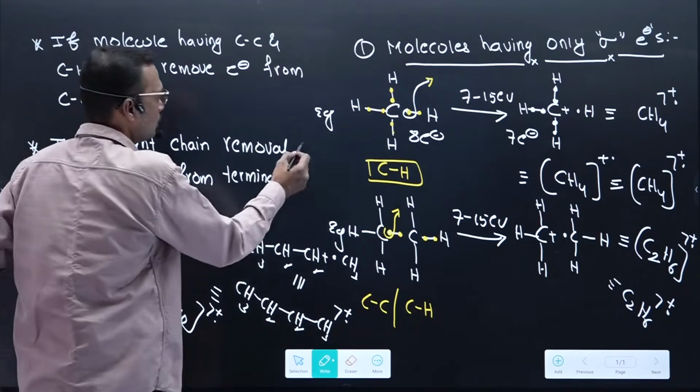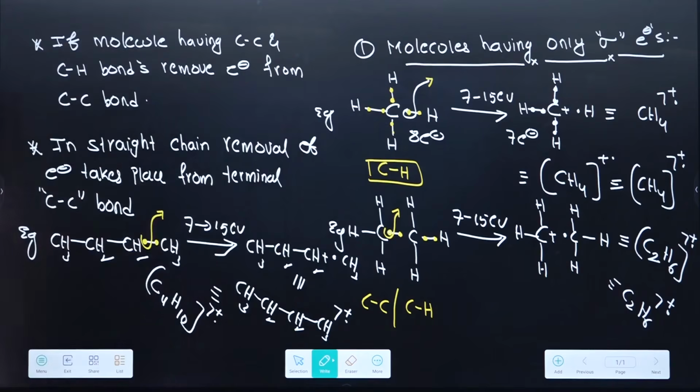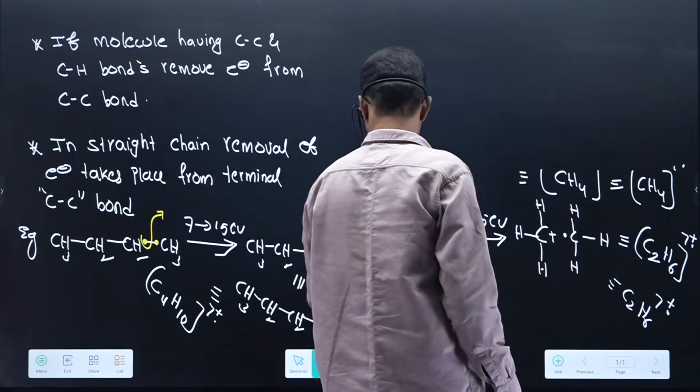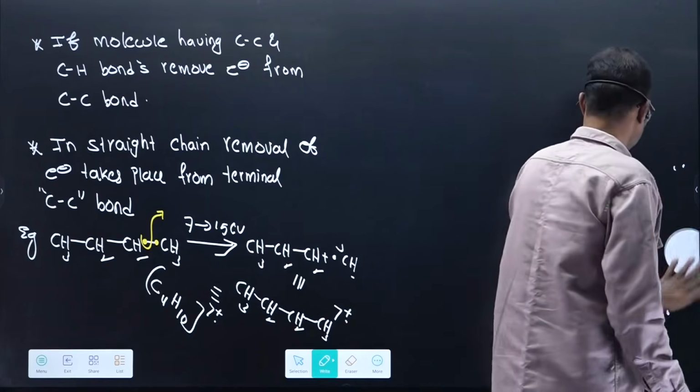In a straight chain, removal of electron takes place from the terminal carbon-carbon bond. Is it clear? Right. Next.